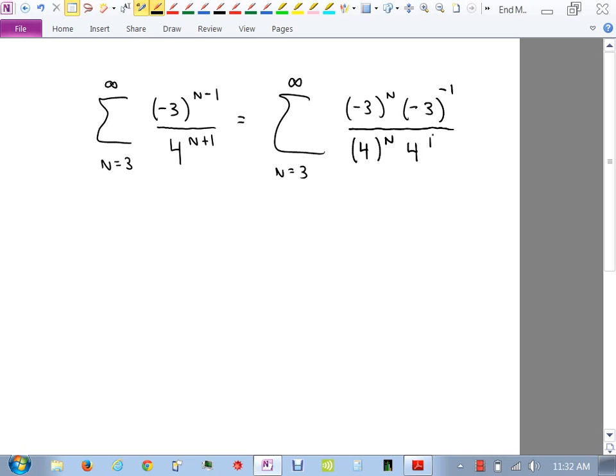Okay, is that all right? I don't really need the parentheses around the 4 as much as I need them around the negative 3. Y'all agree with that? Okay. Questions over that?